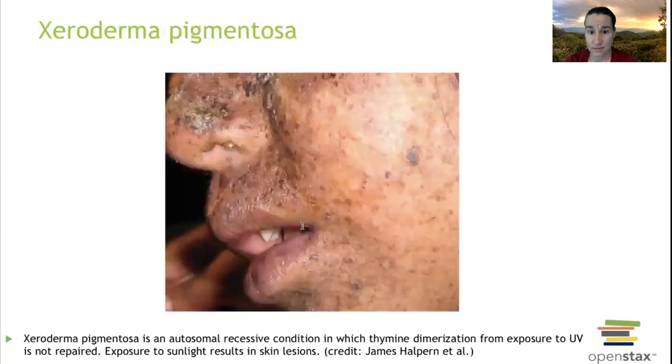If you cannot fix the thymine dimer, like this person has xeroderma pigmentosa, it is a condition where they can't fix the thymine dimers. And it is recessive, so we said to get a recessive trait that displays as a phenotype, you have to have it from both sets, both mom and dad. So with xeroderma pigmentosa, every time this person is exposed to UV light enough to cause damage in their thymine, they have thymine dimers, and that's going to leave skin lesions on the skin that is exposed to the sunlight.